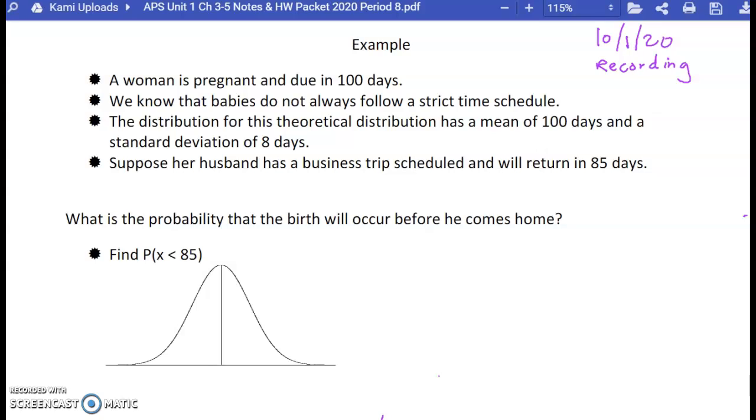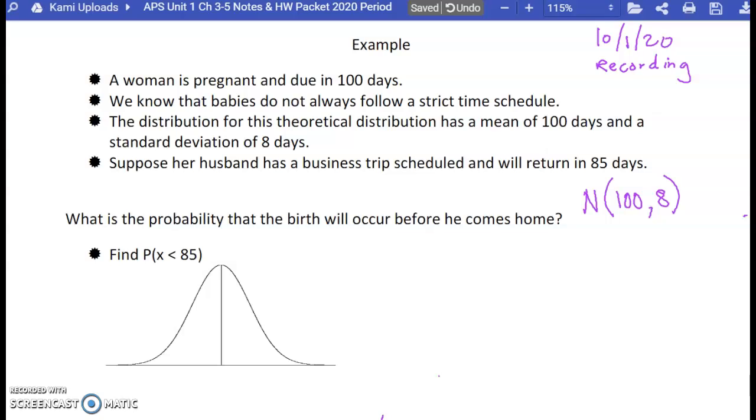So here's our situation. A woman is pregnant. She's due in 100 days. We know that babies don't always follow a strict timeline and time schedule on when they show up. This is a biological measure, so we're going to make up some data and have a theoretical distribution here. We're going to say that we have a mean of 100 days, which would apply to pregnant women at this stage of their pregnancy, and a standard deviation of 8 days. So for this problem, our model is a mean of 100 days and a standard deviation of 8. That's how we will structure our work.